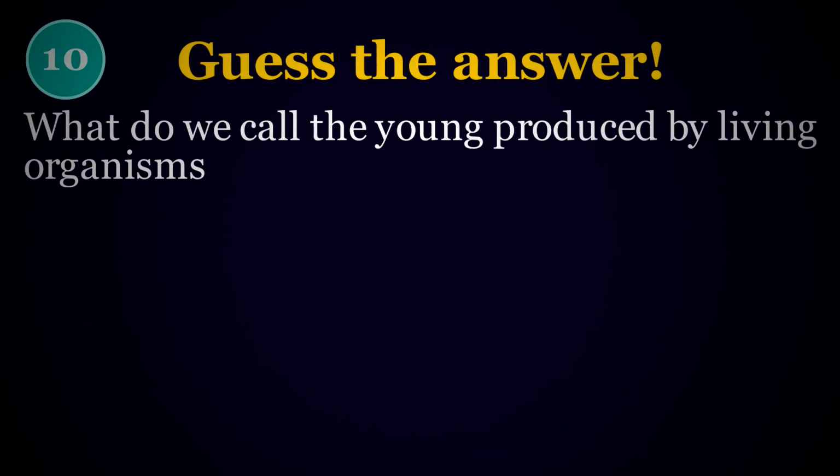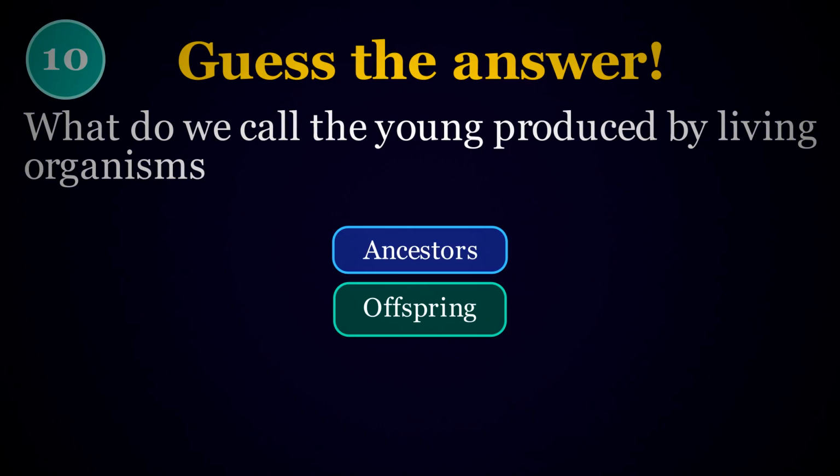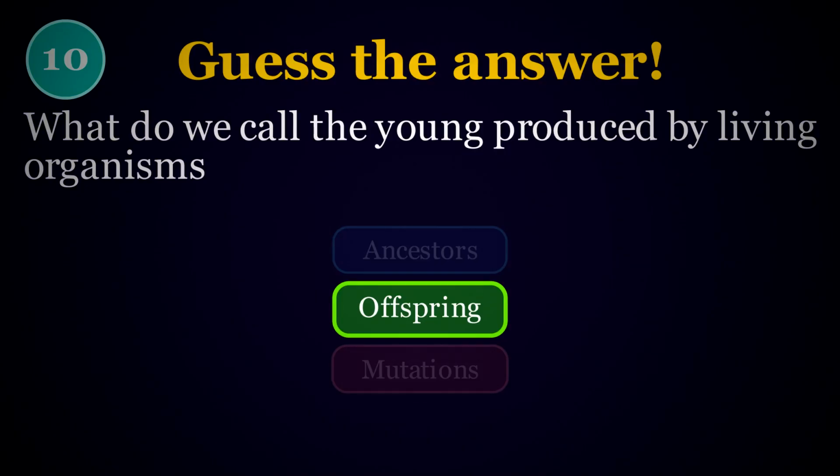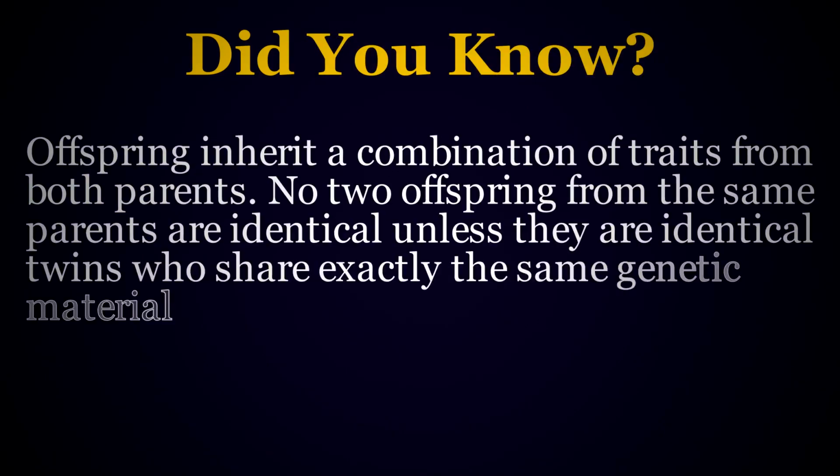What do we call the young produced by living organisms? Ancestors, offspring, mutations. The correct answer is offspring. Impress your friends with this fact: offspring inherit a combination of traits from both parents. No two offspring from the same parents are identical unless they are identical twins who share exactly the same genetic material.